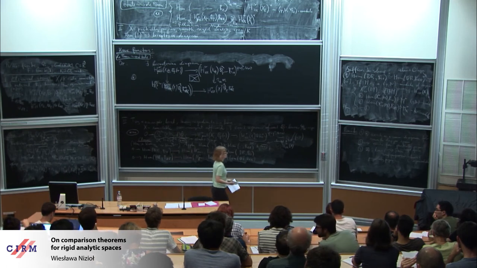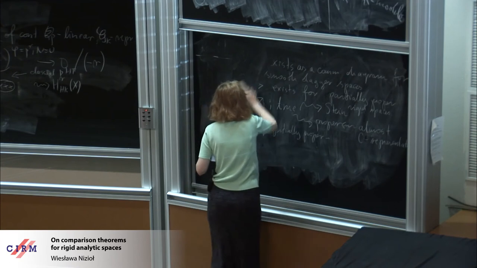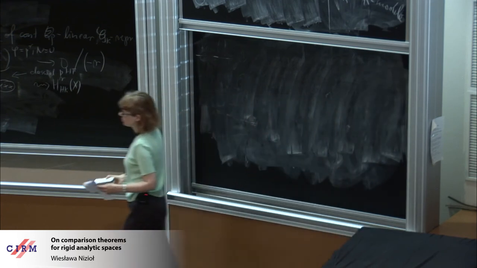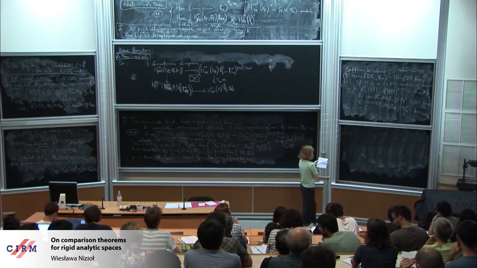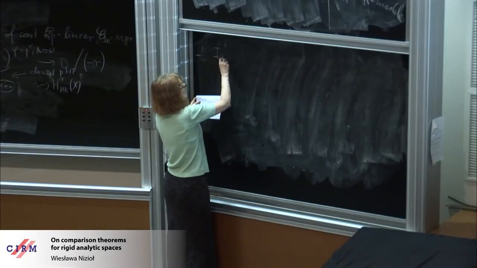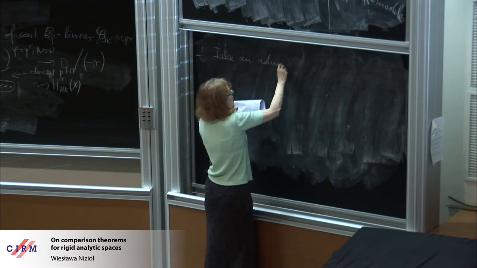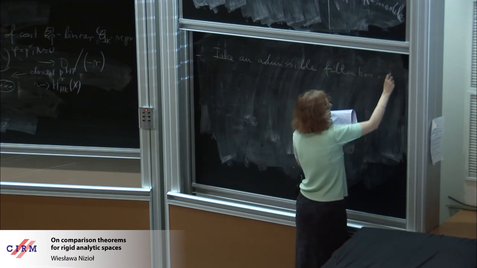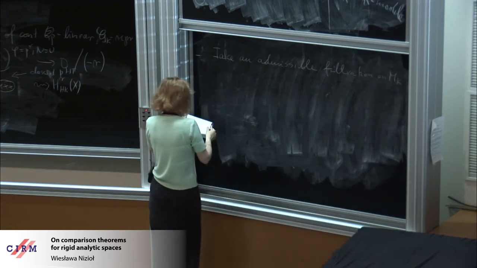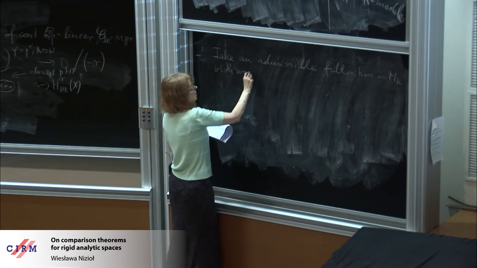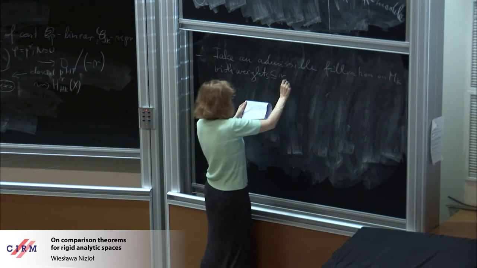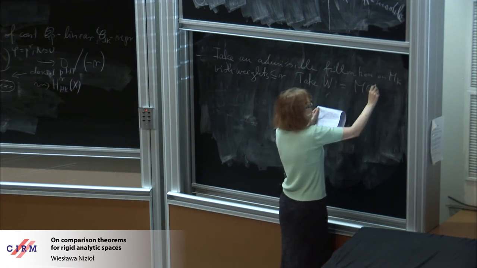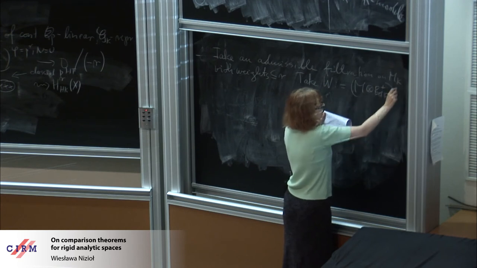So this is a kind of standard p-adic Hodge theory computation, so I will just be brief. We are starting with a (φ,N)-module, and we'll try to make it admissible. So take an admissible filtration on M_K. Such a filtration exists with weights smaller than R, and then we take W to be M ⊗ B_dR^+ mod Fil^R.